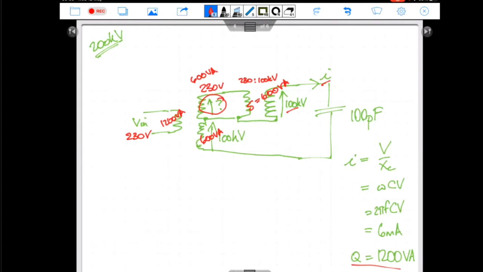Right, so the difference between the cascade and the series resonance is exactly this. It's the incoming supply. The one advantage is that as you go up by stages, your transformers get smaller and smaller.